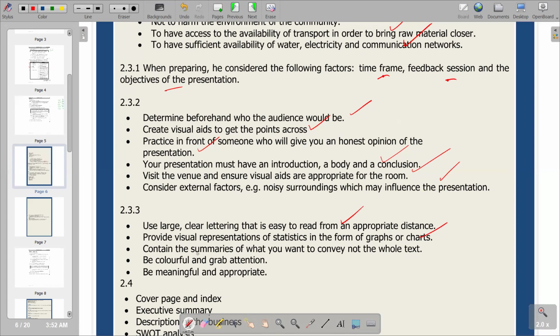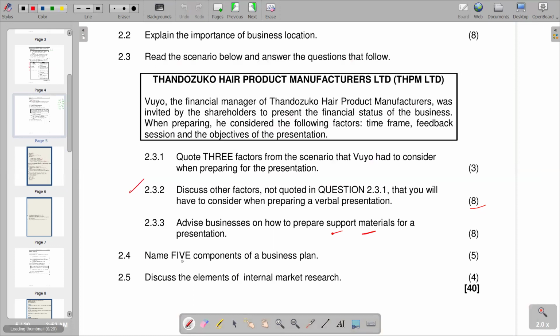Then contain the summaries of what you want to convey, not the whole text. So don't just put everything, put what is applicable. So we've got: be colorful and grab attention, very important, and then be meaningful and appropriate. So those are some of the aids that we can also use so that we can make our presentation a success.